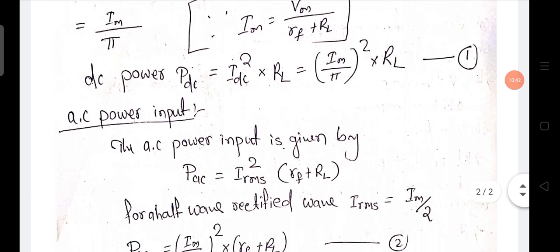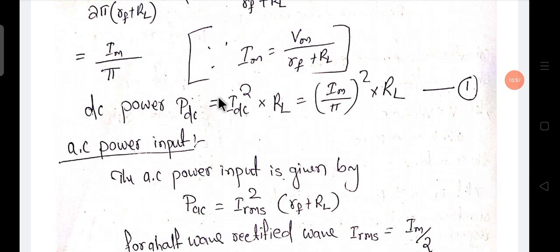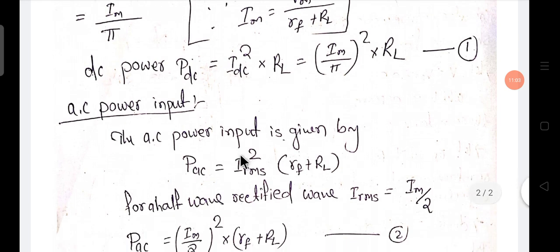Now calculate the AC power. The AC power input is given by PAC equal to IRMS square into RF plus RL. Here you see this is IDC, and in the AC case we take the current as IRMS. RMS means root mean square. We consider the root mean square value of current in any sinusoidal case. So IRMS square into RF plus RL, this is the whole resistance.